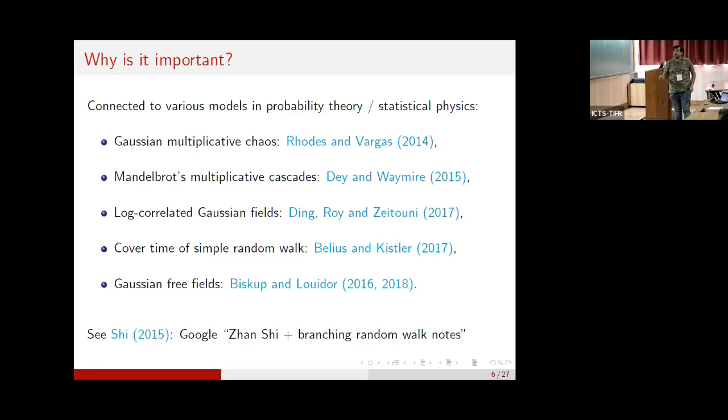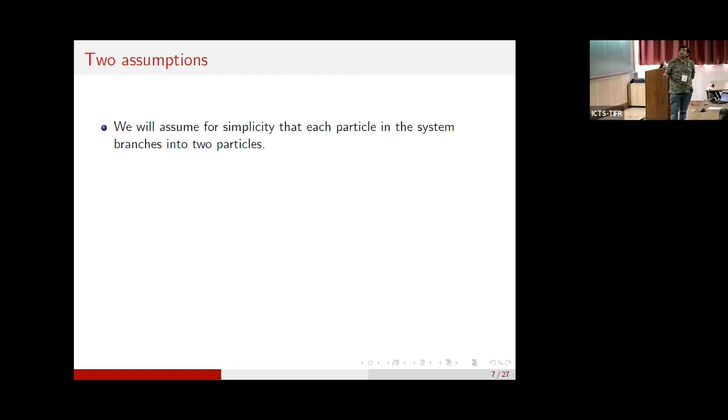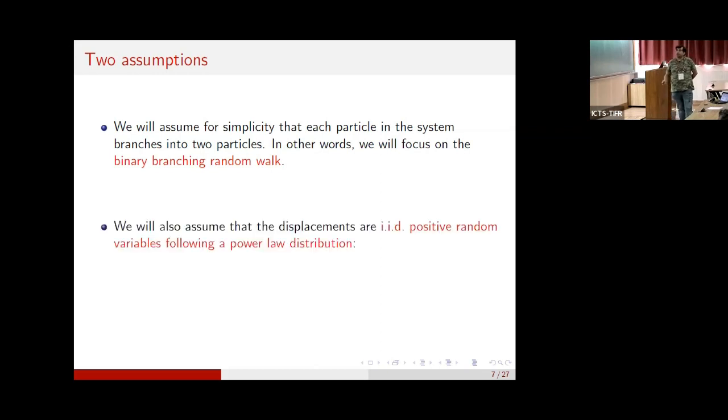So I'll make 2 very simplifying assumptions so that I can present this talk within 20 minutes. The first assumption that I'll make is that for simplicity, each particle in the system branches into 2 particles all the time. So there is no randomness there for the time being. In the end, I'll address what happens if it's random. In particular, we'll look at what is called binary branching random walk. And we're also going to assume that all the displacements are positive.